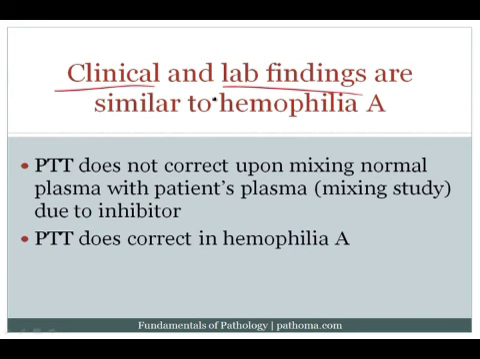And so you can actually correct the PTT by mixing in normal plasma with the patient's plasma in hemophilia A. However, in the case of a coagulation factor inhibitor, you're not going to be able to correct it, because as soon as you add the normal plasma, there's so much antibody against factor VIII that the antibody will again bind the factor VIII that's coming from the normal plasma, and you won't be able to correct the PTT. So the mixing study would fail when there is a coagulation factor inhibitor, and this is a very high yield distinction to be made here. All right, so that's important to bear in mind.